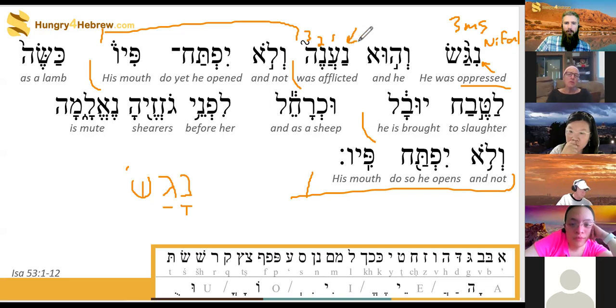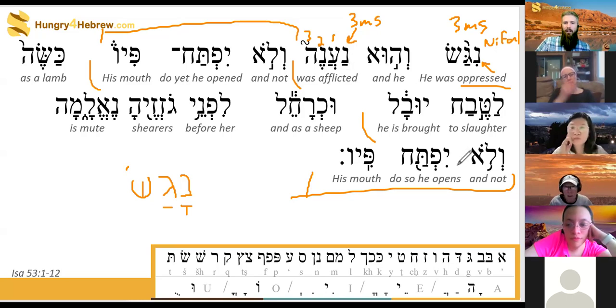Okay, so this is our Nifal nun. He is, that's a 3ms form. Na'aneh, from the root ayin nun yod, which either means to answer or to afflict. So if it's answering, he was answered. Well, that doesn't make sense. He was answered how? Who would they say? But na'ane as affliction, that makes more sense. He was afflicted, because that would go with nigas. Velo yiftach piv.